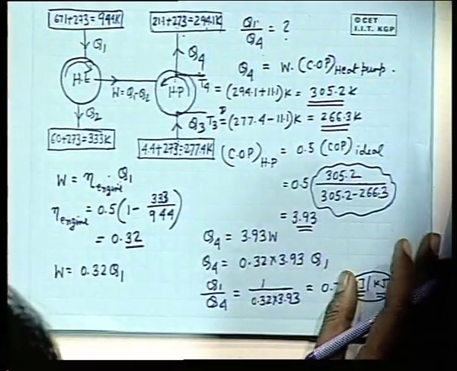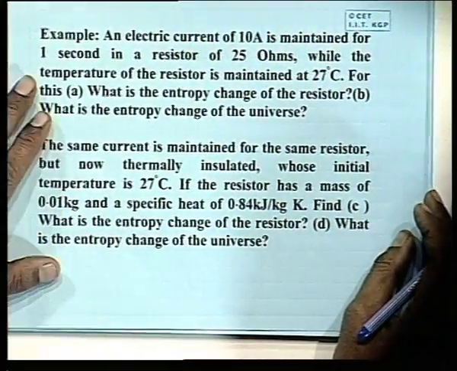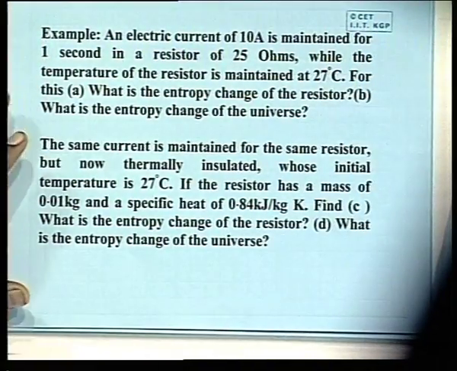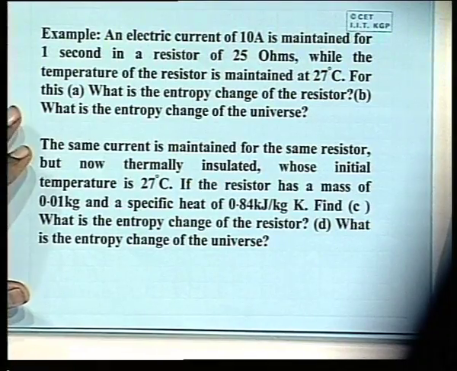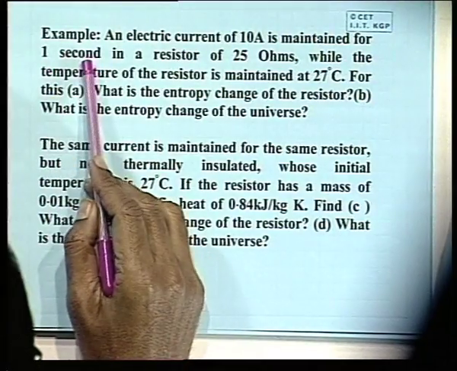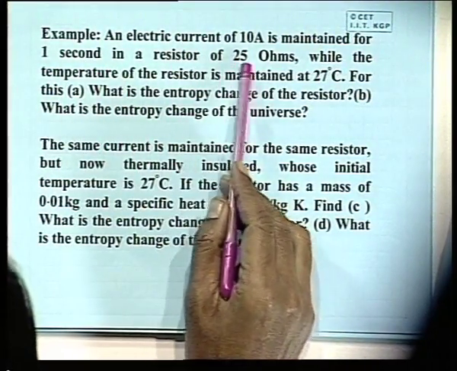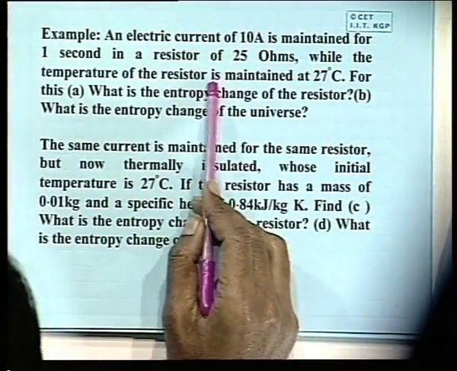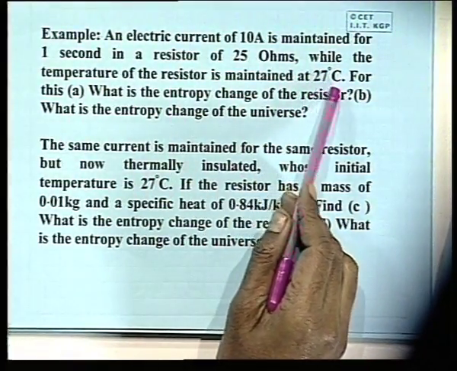Okay. Next problem. The next problem is also very simple but interesting. This is relating to the entropy change. A very simple problem, but with entropy change. An electric current of 10 ampere is maintained for 1 second in a resistor of 25 ohms, while the temperature of the resistor is maintained at 27 degrees Celsius.